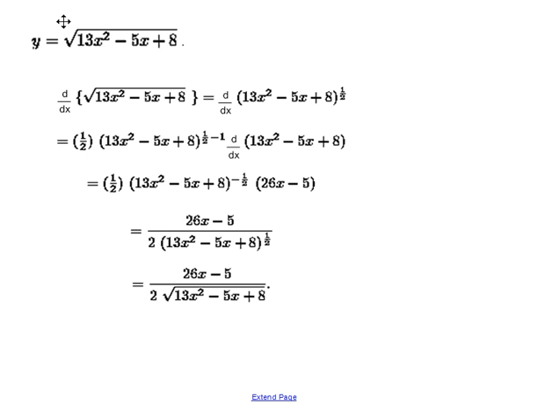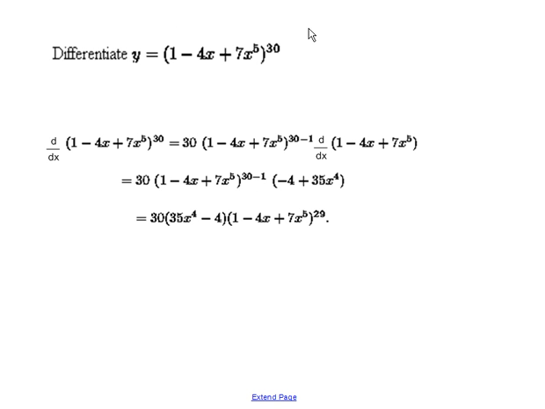Here's another example. We have the square root of a quadratic function. So we do the power rule on the outside. So we multiply by half, drop the power by 1, and then we take the derivative of the inside. That's going to be 26x minus 5. So the rest is just algebra simplification.